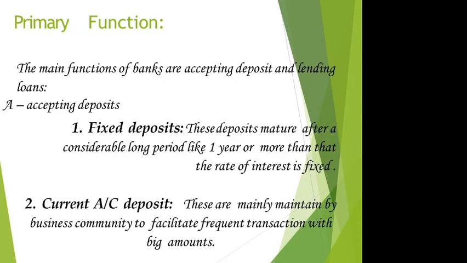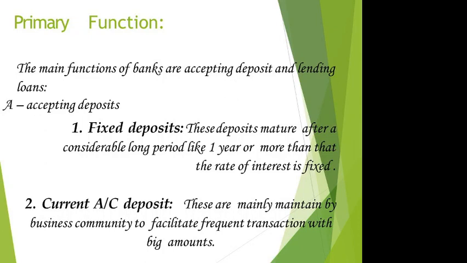Firstly, there are different types of deposits which are accepted by the banks. Fixed deposits. Fixed deposits are the deposits which mature after a considerably long period like 1 year or more. The rate of interest is fixed. Fixed deposits are also called FDRs, a type of deposit in which people deposit their money for 1 year or more in a bank in order to get a fixed rate of return. On maturity, they will get their principal as well as interest returned from the bank.